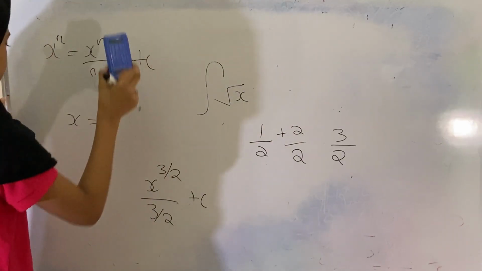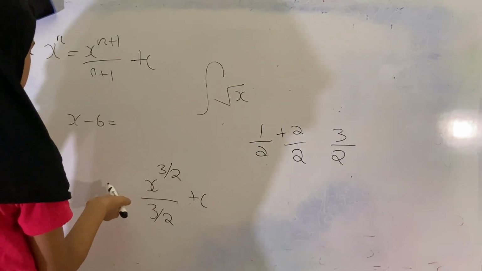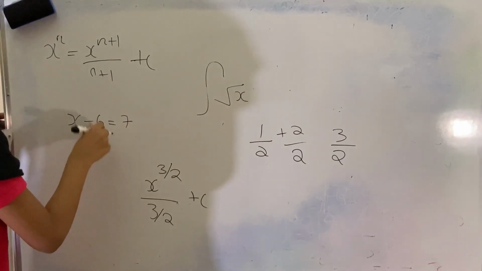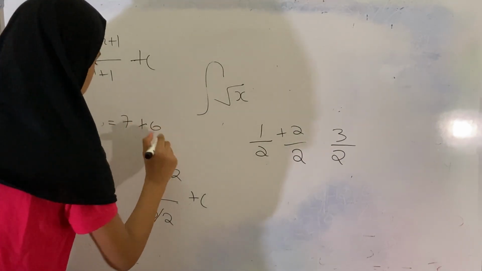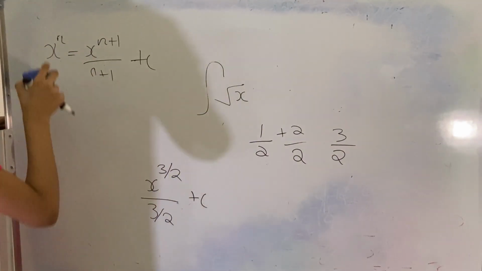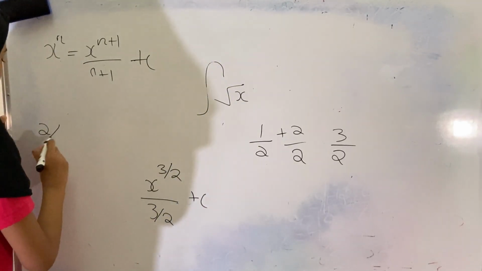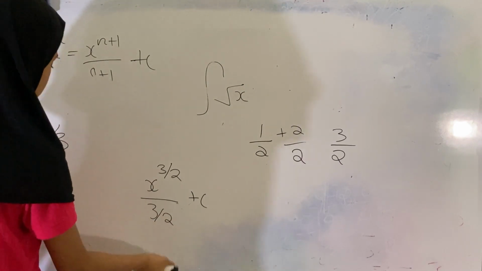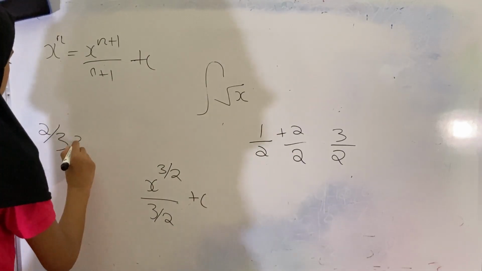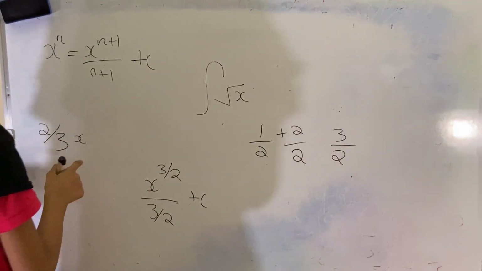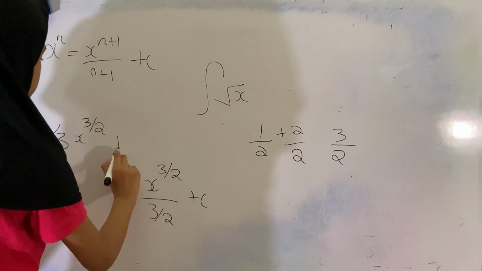So x minus 6 is equal to 7. While you are putting it there, you have to make it plus 6, right? So just like that, for this one, here it's 3 by 2, but when we are putting it on top, you have to put the opposite way, so it's going to be 2 by 3 raised to 3 by 2 plus c.